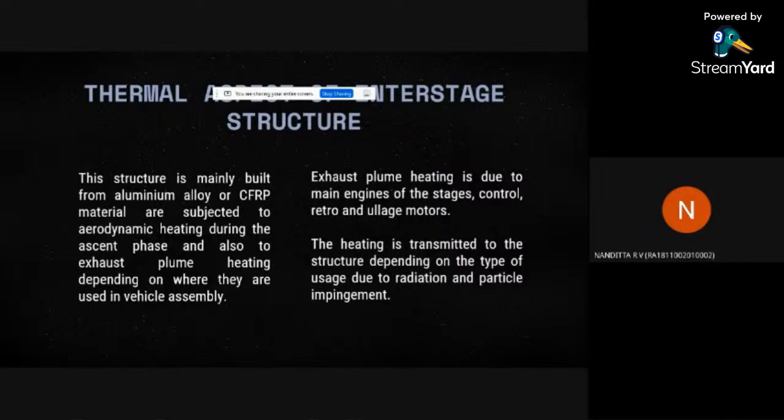Thirdly, we'll be coming to thermal aspects of interstage structures. This structure is mainly built from aluminium alloy or CFRP. What is CFRP? Carbon fiber reinforced polymer, which has very high strength. Even 1 mm of this material can provide a strength of 3000 megapascals, which is sufficient for rocket materials. These materials are subjected to aerodynamic heating during the ascent phase and also to exhaust plume heating, depending upon where these vehicles are assembled and used. Exhaust plume heating is due to the main engine of the stages, control, retro, and ullage motors. What are ullage motors? These are small motors which are independently fired for rocket engines. The heating is transmitted to the structure depending on the type of usage due to radiation and particle impingement.